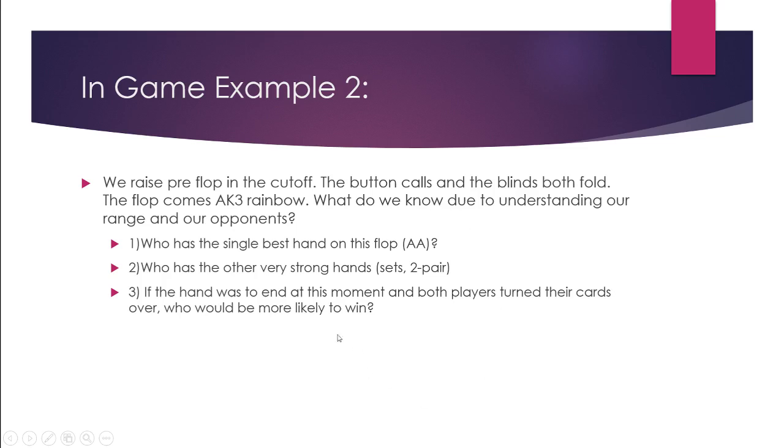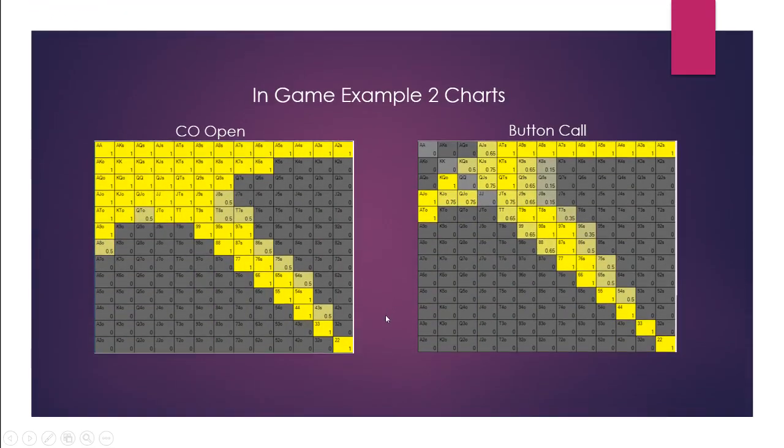And if we were to turn this hand over right now to see who wins, who would be more likely to win? So in this situation, us as the original raiser on this high run out board is going to be more likely to win this hand if we were to turn it over now. Now let's look at these graphs.